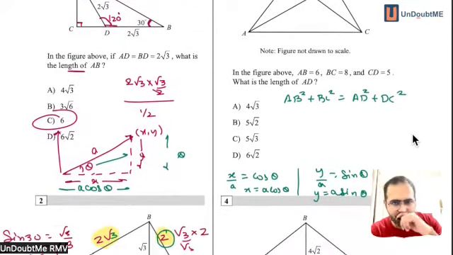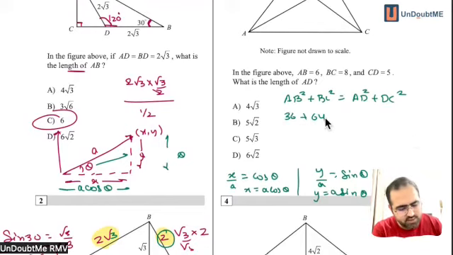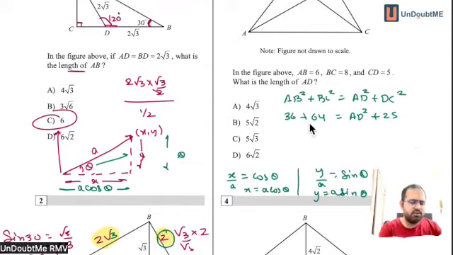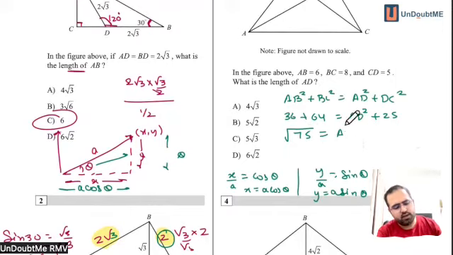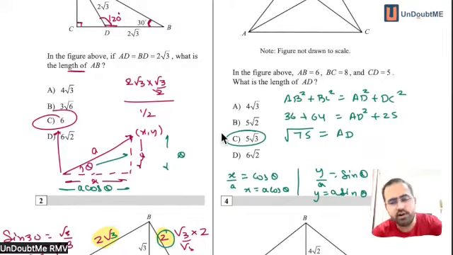We can equate them. Now AB square is 36, BC square is 64, AD we need to find. So AD square as it is, and DC square will be 25. 36 plus 64 is 100. 100 minus 25 is 75. The square root of 75 will give me 5 root 3. You should have got it correct.